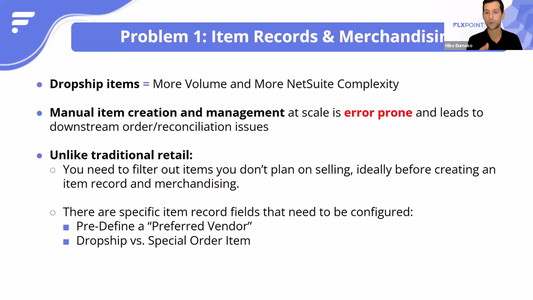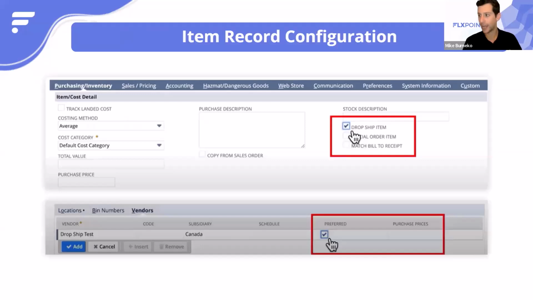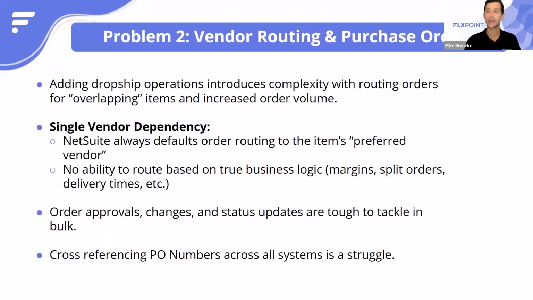You can do some things in bulk with spreadsheet uploads too, but with selecting every single item that you need to, it's a long process. And like I said, when you're dealing with the volume that comes along with dropshipping, it becomes untenable. So moving on from that first item record creation and configuration problem, we'll go to the next one. Obviously we'll have ways to get around and combat all of these, but I'm just focusing on each pain point to start.